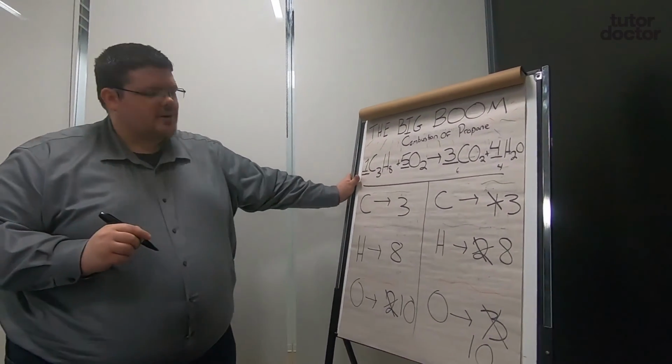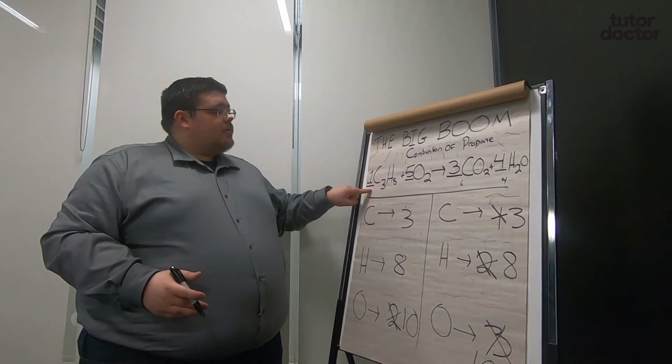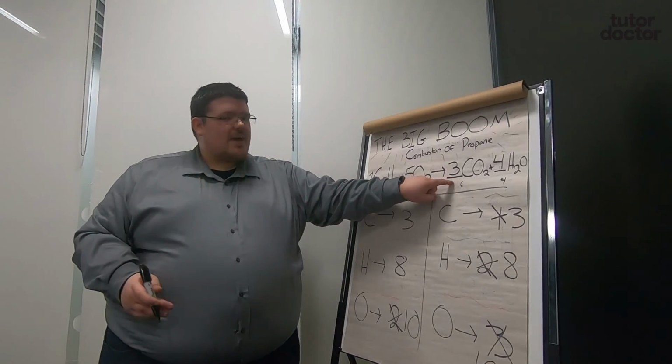So we add a 1 in front of the propane. As you can see, for every molecule of propane that we burn, we actually put 3 CO2 out into the atmosphere.